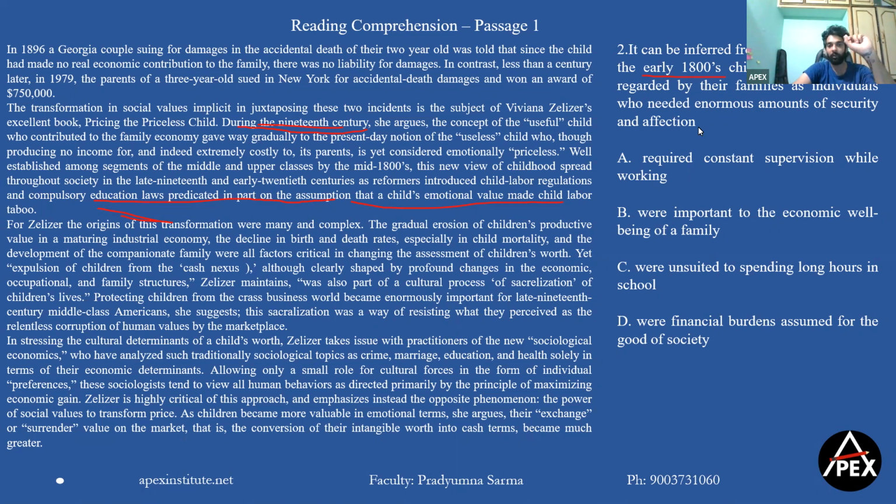Now, the one point over here is first of all we can eliminate the financial burdens. We can eliminate required constant supervision while working. The only choices are between B and C, wherein we are looking at were they important for the economic well-being of the family? Yes, they were important, but this turns out to be a partial scope choice. Because along with amounts of security and affection, this talks about the emotional value of the child and not the economic value of the child.